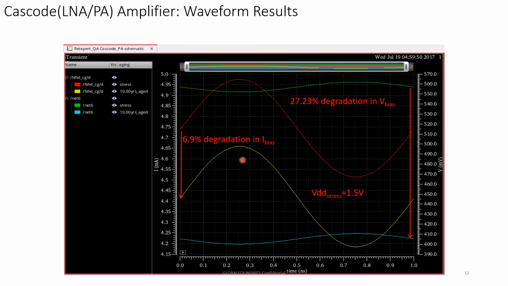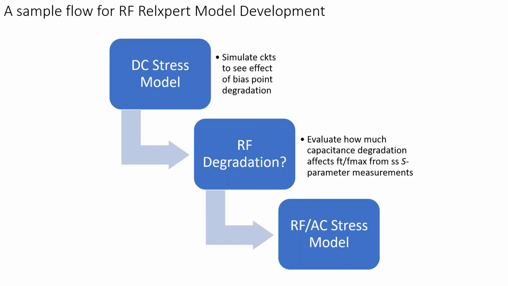And that is the reason why reliability aware design is very important for designing RF or analog circuits, especially in technologies which suffer from various reliability degradations. Now, in the title of the slide, I am saying that this is a sample flow for RF RelExpert model development. Why am I saying RF? Because RF, you can say, is a kind of subset of, in general, analog circuit design.